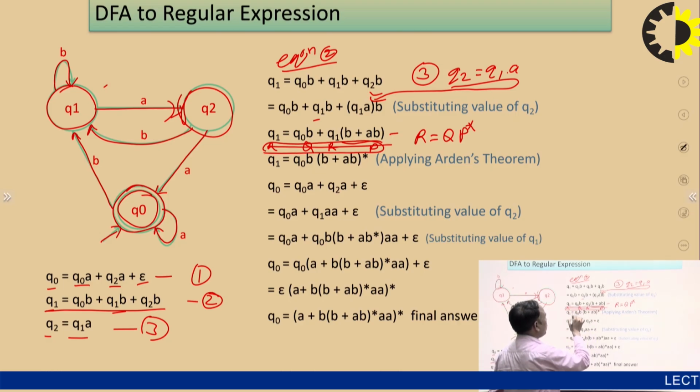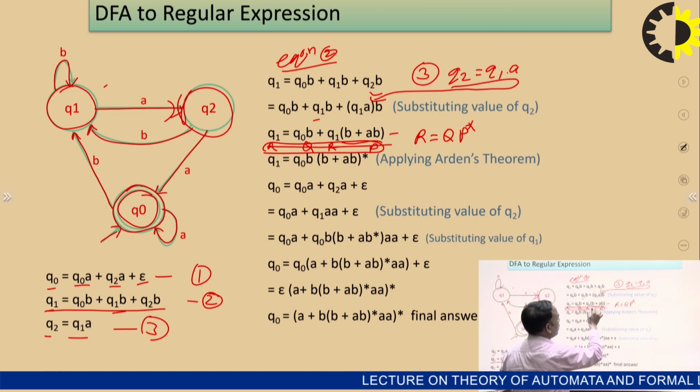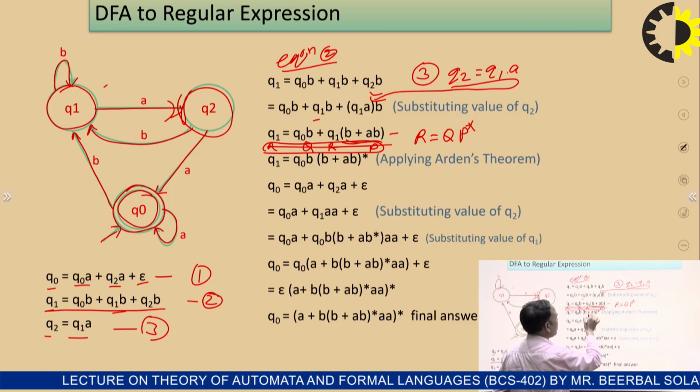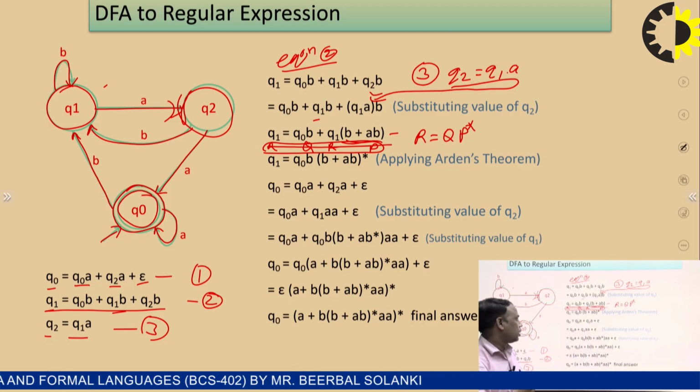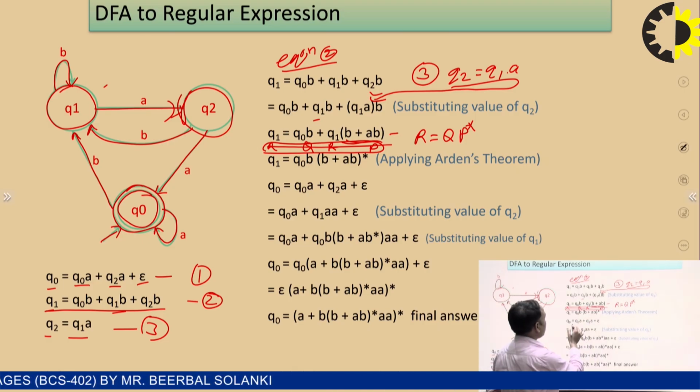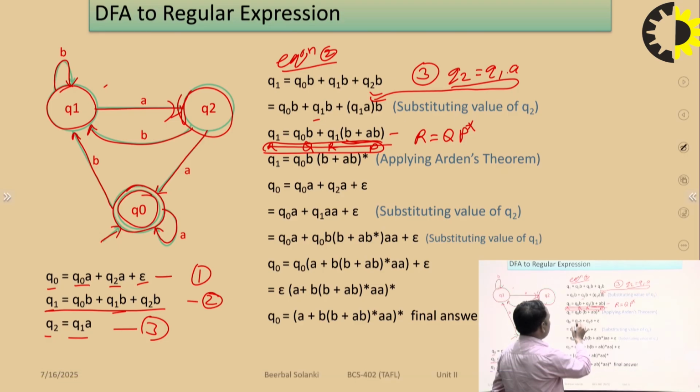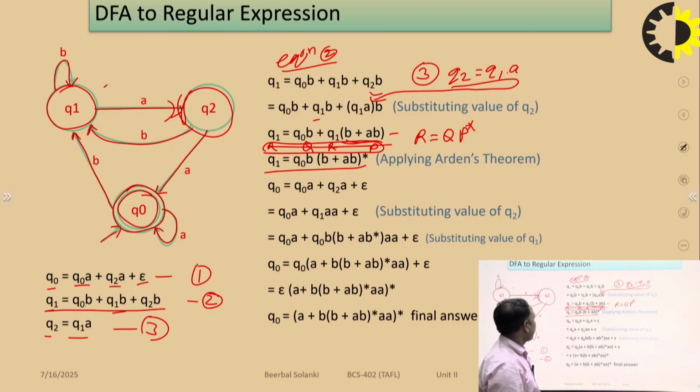So Q1 equal to Q naught B. Suppose this is P, so B plus AB to the power closure, or star. So here is the solution of Q1.